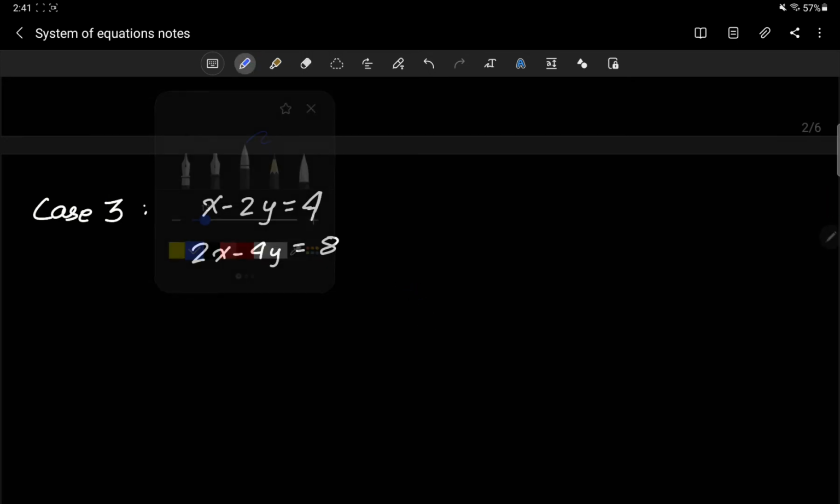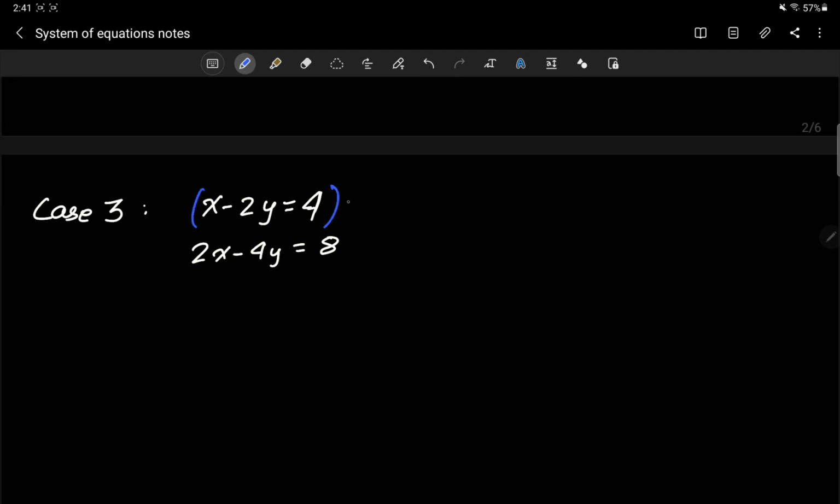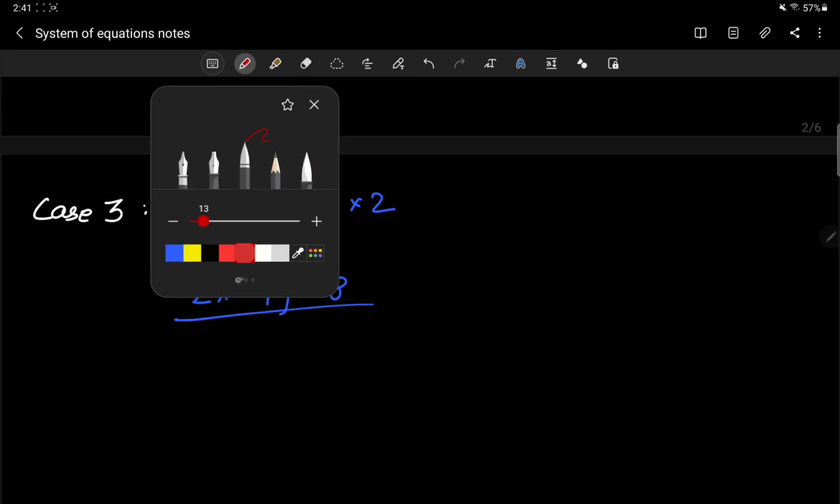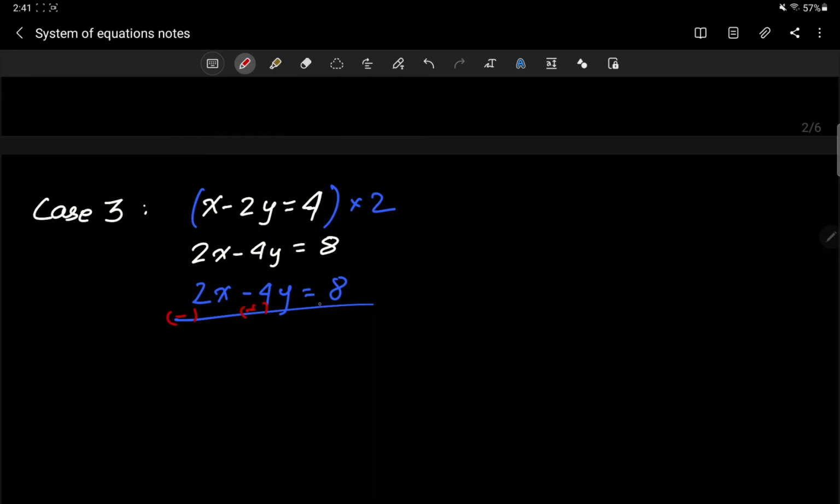Case 3 now. Again, I multiply this by 2 and I rewrite as 2x minus 4y equals 8. In this case, as soon as I subtract, everything cancels out, but I still end up with something that is true. And not just true, I end up with something that is always true. Meaning it does not depend on x or on y.